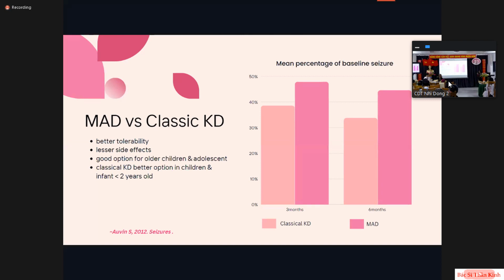When you look at the efficacy between the modified Atkins and the classical diet, Alvin showed that the classical KD was probably better. This shows the mean percentage of baseline seizure reduction. So the seizure reduction was probably much higher in the classical compared to the MAD, but not very significant. But what I think is more important to understand is that the classical KD is a better option for the younger children compared to the older ones.